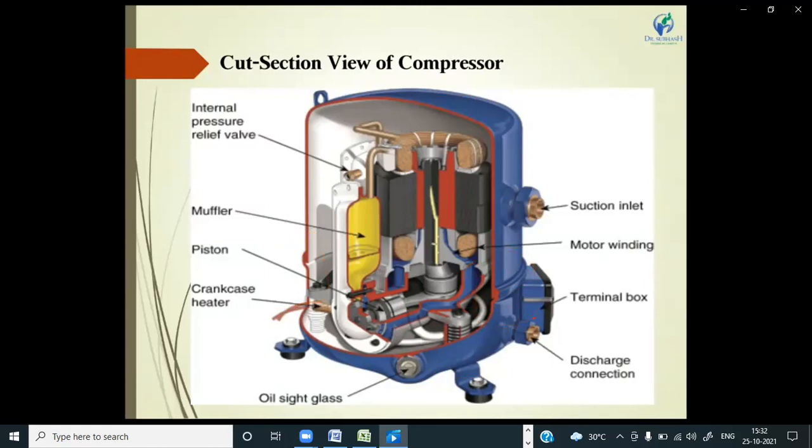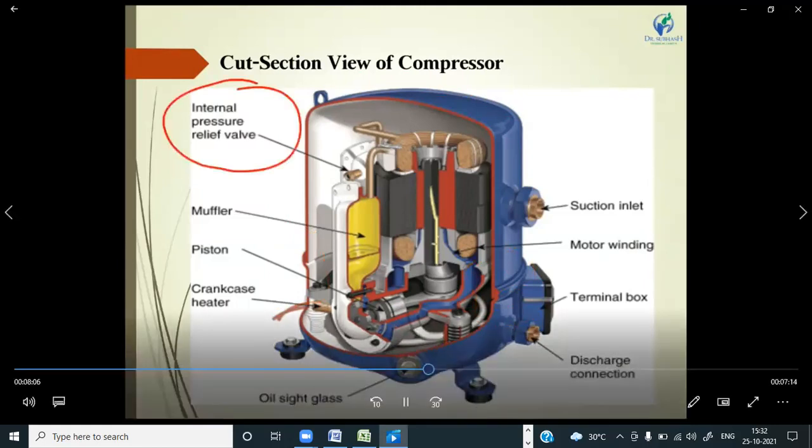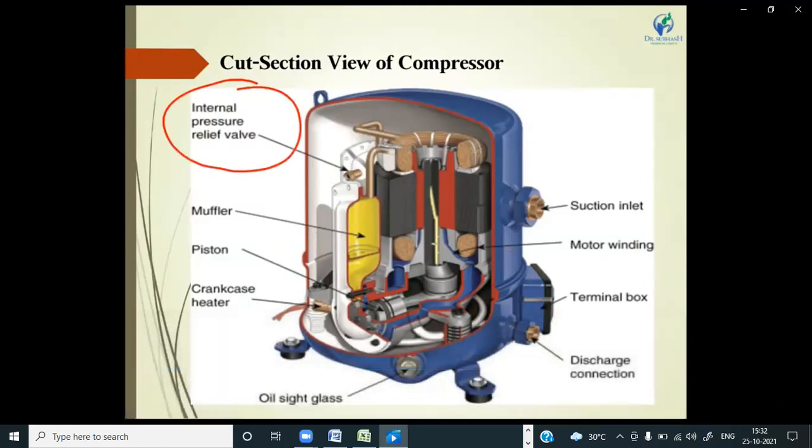We show all the components. Internal pressure relief valve. This is the internal pressure relief valve. Due to higher speed or highly superheated refrigerant, more and more pressure is built up until a critical limit is crossed. This internal pressure valve relieves the critical pressure and maintains the design pressure in the refrigerant line. The second component is this muffler. The muffler gives protection against the higher magnetic field. This is the piston.